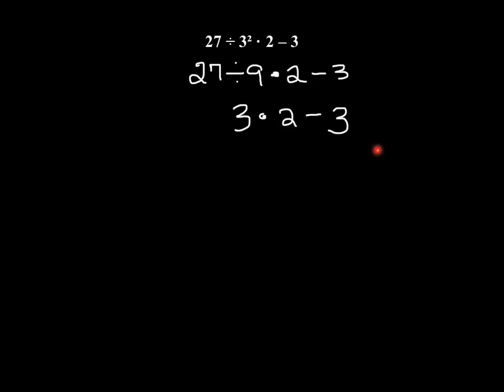So now I swing back to the start, and this time I'm scanning through. I'm still looking for multiplication or division because I haven't yet eliminated all of those. So as I go through, I see multiplication. 3 times 2 is 6. Bring down the minus 3, and obviously I only have one step left.